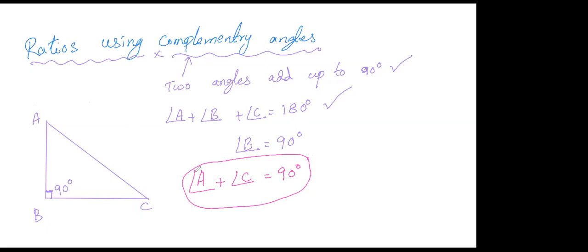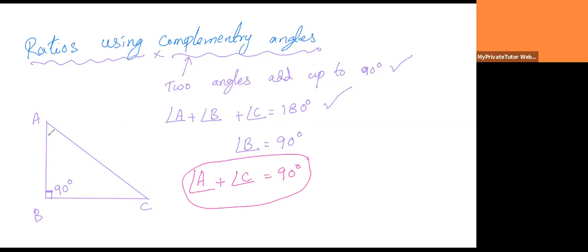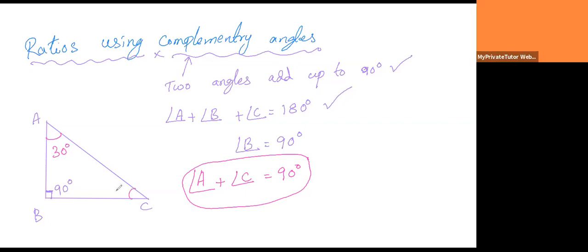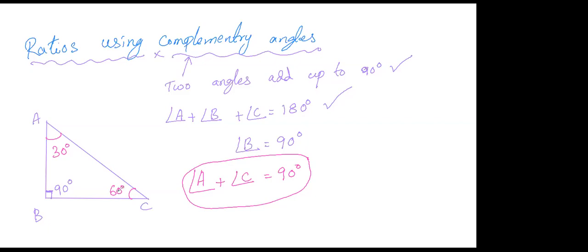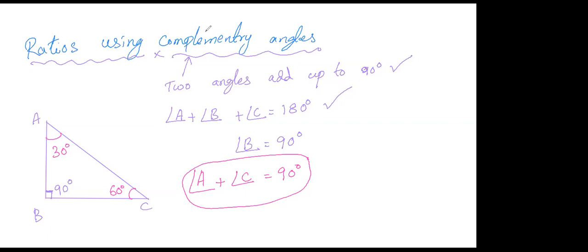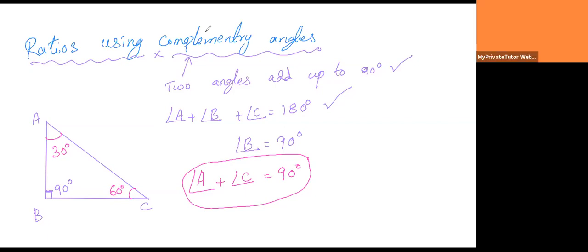Okay, so now I have a question for you. If angle A is 30 degrees, what might be angle C? 60. So what you do, you just subtract that 30 from 90, I hope. Is that the way you did? Yes. Okay. Mohammed, are you able to follow me? Okay, so one more student joined, I think. So welcome.